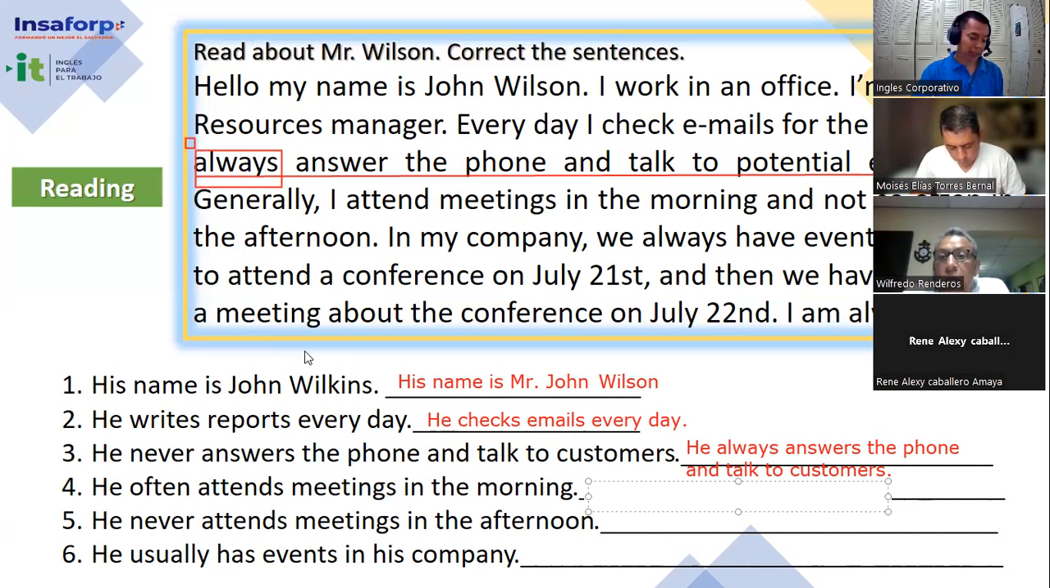Look at the information. It says, I attend meetings in the morning and not so often in the afternoon, right? Not so often in the afternoon. He attends meetings in the morning. Correct, right? Yes. He attends meetings in the morning. No, sorry. He never attends meetings. He often attends meetings. So only he attends, right? Just give me a second. He attends meetings.